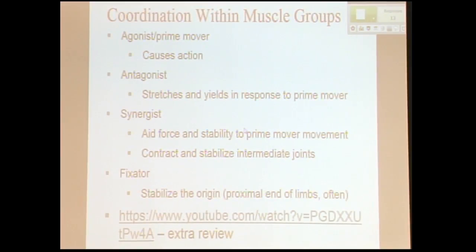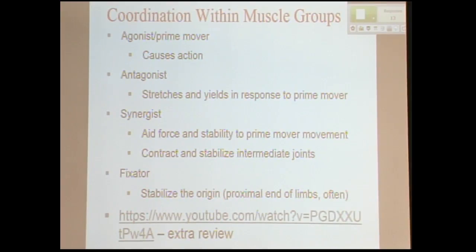And that kind of gets us to our coordination. So anytime you move any of your body parts around, there's always at least two different muscles that are engaged there. The agonist is the one that's contracting and causing the action. The antagonist is the one that's stretching in response to the other one contracting. And then the synergist, that'll stabilize like the intermediate joints.